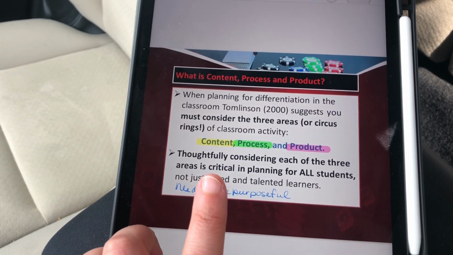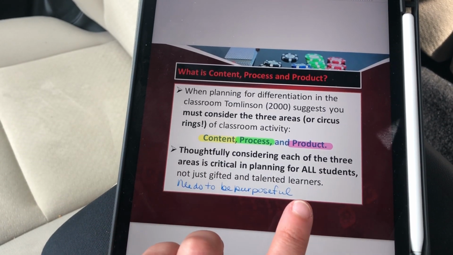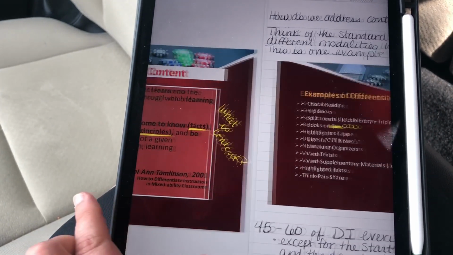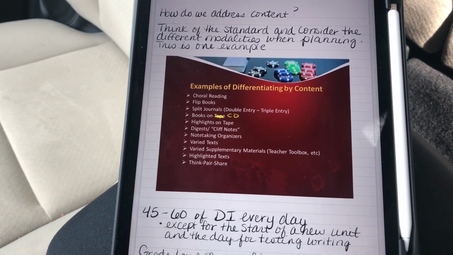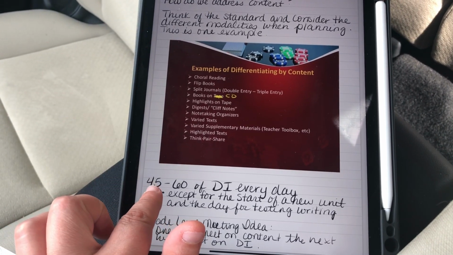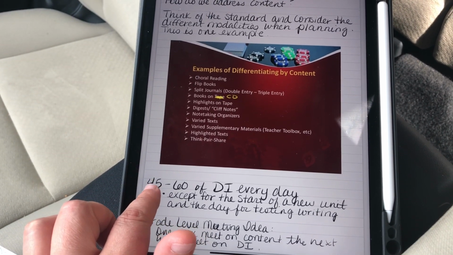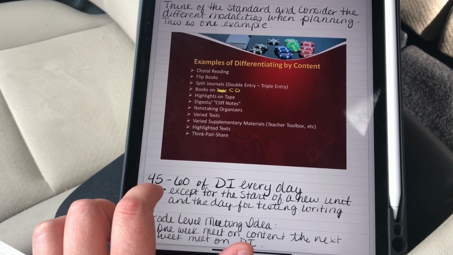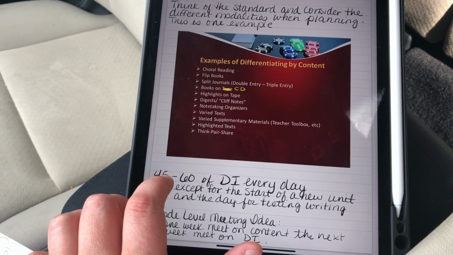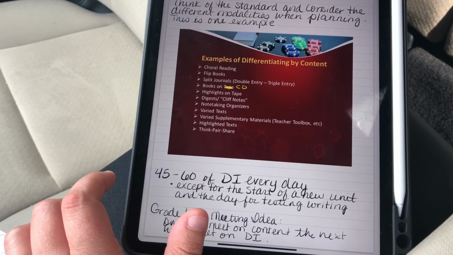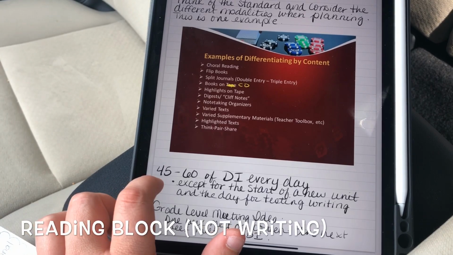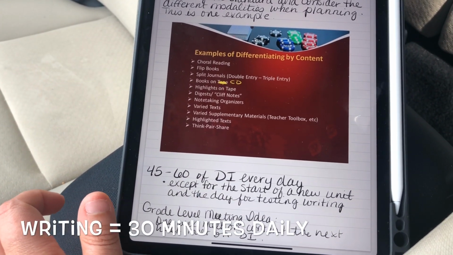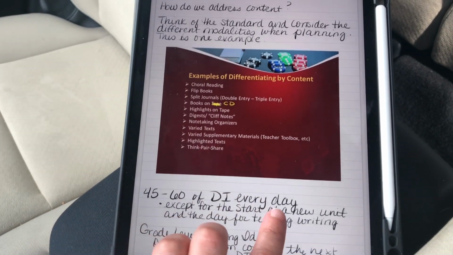And again, everything focuses on content, process, and product. And on this particular day, which was yesterday, we went over what each of those were. So what is content, examples of content. This is what they recommend that we do DI in our district, 45 to 60 minutes in the reading block. For DI, in reading we have 120 minutes, but that includes our 30 minutes of writing, which is non-negotiable. So we actually have 90 minutes in the writing block. So that means that about 30 minutes is for whole group instruction, and then the rest should be for DI or rotations in groups, etc.